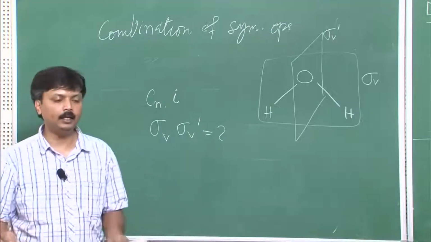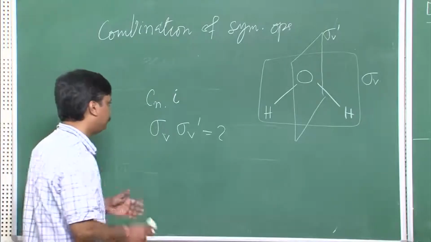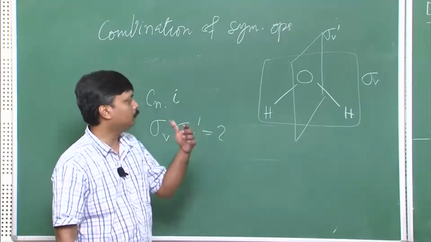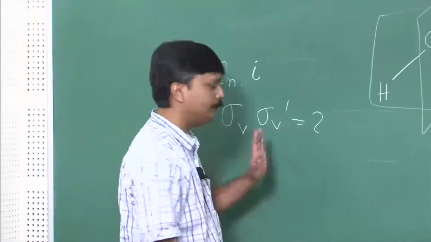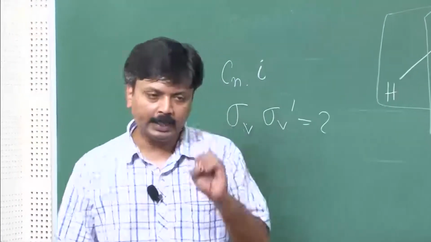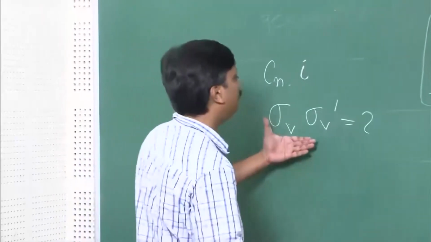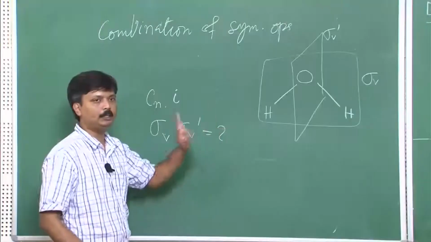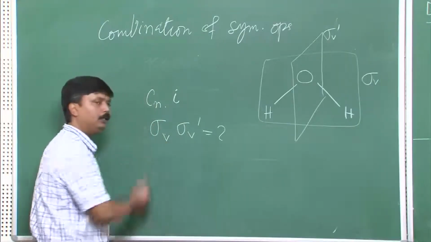So essentially what I am asking is, what will be the result of a binary combination of two different symmetry operations? I have seen already what happens in the case of the combination of the same symmetry operation with itself. Now we are going to see what happens in the case of two different symmetry operations. So let's take this example. This is the simplest example. Let's start with this particular question itself.